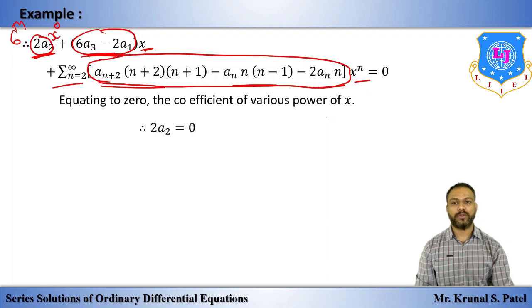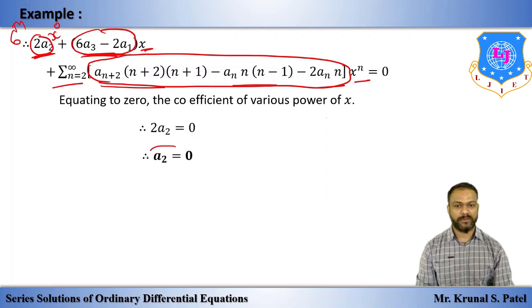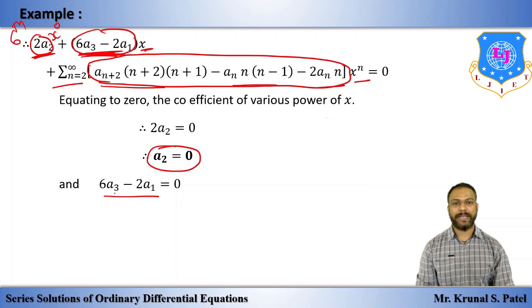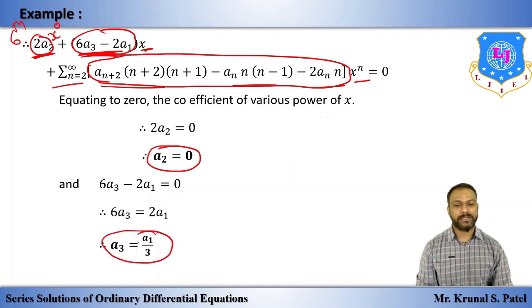So we have first 2a2 is equal to 0, so a2 is equal to 0. We get one value. Similarly, we have 6a3 minus 2a1 is equal to 0. To make a term the subject, we have to choose the term with the greater subscript of a. That means a3 is greater than a1. Do not consider the 6 and 2, do not consider the coefficient. Just see a3 is greater than a1, so we will make a3 the subject. So 6a3 is equal to 2a1, so a3 is equal to a1 by 3.